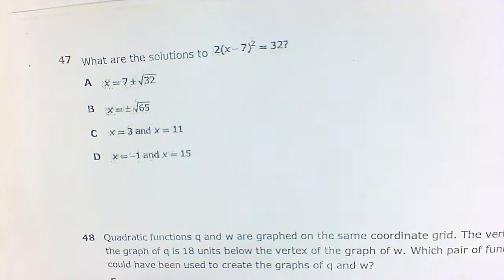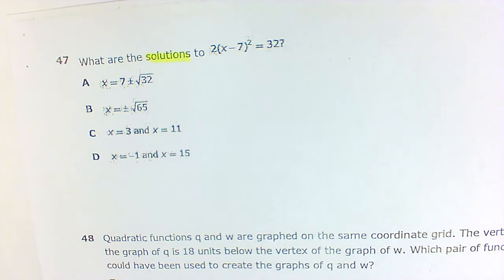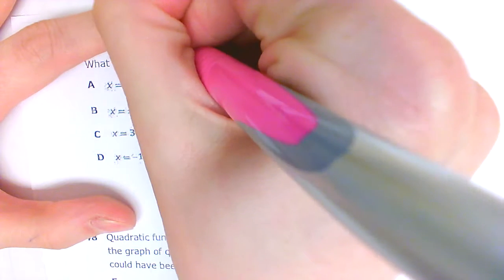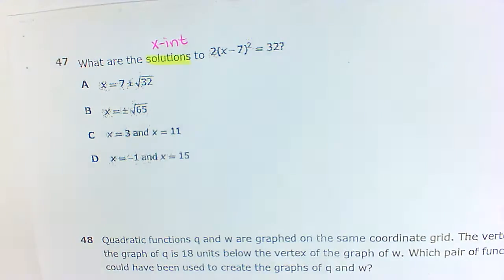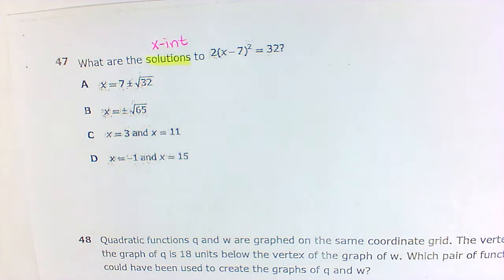Okay. Number 47. What are the solutions to this equation? Now, I know that solutions really mean that we are looking for x-intercepts a lot of the time, especially if I see something squared, that lets me know it's a quadratic, but this is not in a format that I can just graph. And if you look at the answer choices, some of them look kind of strange, so I'm going to show you two different ways to do this.